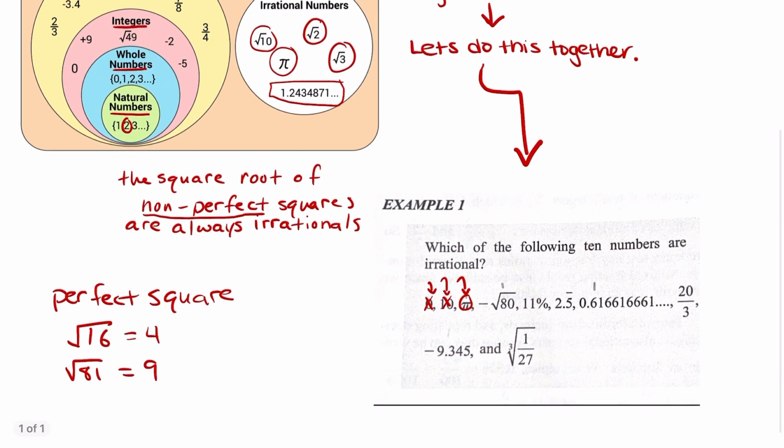But if I'm looking at something like the square root of 10, well, there's a perfect square close to 10, it's 9. The square root of 9 will give me 3. The next perfect square is 16, but the square root of 10 does not give me a natural number. And if I'm trying to take the square root of some number that is not perfect, then I'm going to get an irrational number, a number that will never be able to be written as a fraction. So I will always say that the square root of non-perfect squares are irrational. That's just something you're going to have to remember.